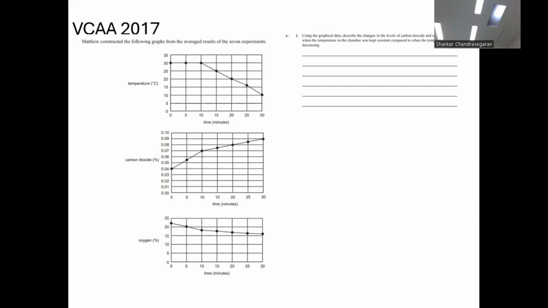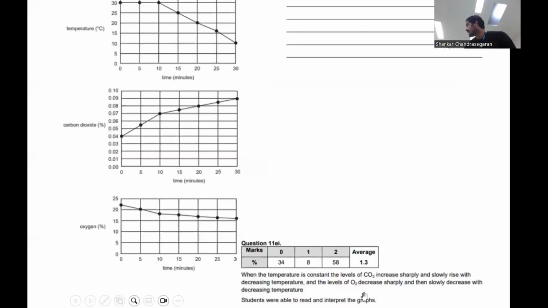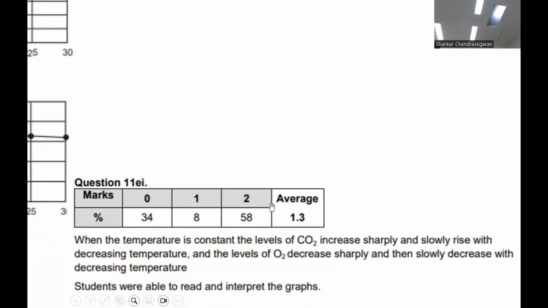Same thing with your oxygen levels. When the temperature is kept constant, the rate at which the oxygen levels are decreasing is much higher compared to when the temperature is decreasing, where it is decreasing at a slower rate. You can describe it in different ways depending on how you want to write the answer, but essentially you need to make that contrast. So when the temperature is constant, the levels of CO2 increase sharply and slowly rise with decreasing temperature. That's the easiest way you can write it down.